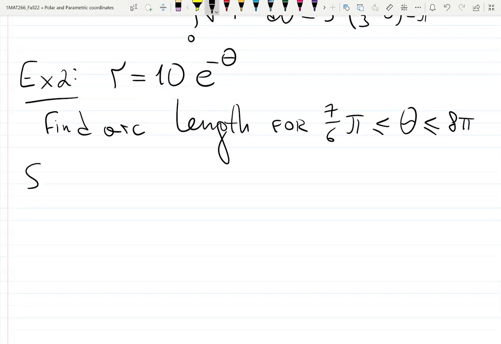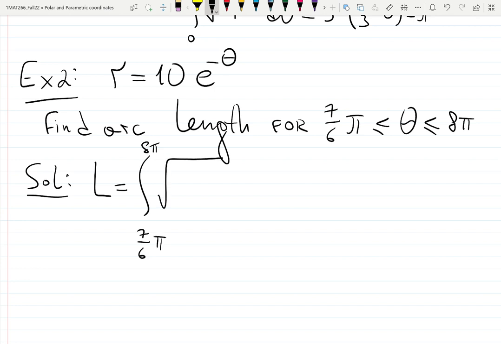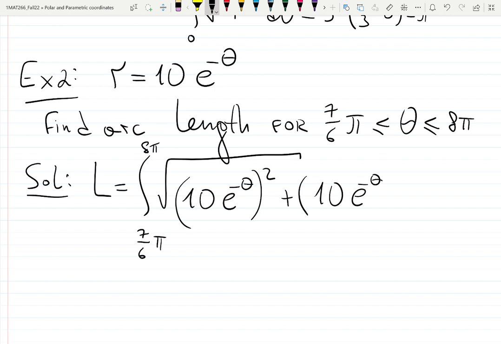Solution. It's kind of more talking than actually doing stuff. From 7 over 6 pi to 8 pi, a gigantic square root, and now we have three formulas. You just think about which one it is. 1 plus derivative squared, no. Derivative squared plus derivative squared, no. It's original squared plus derivative squared. So I will have 10 e to the minus theta squared plus 10 e to the minus theta squared. Tell me if it's correct or not.